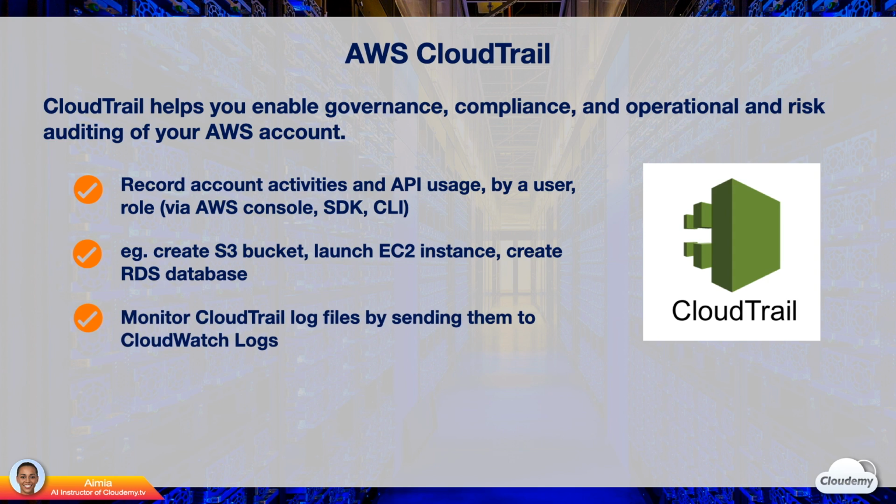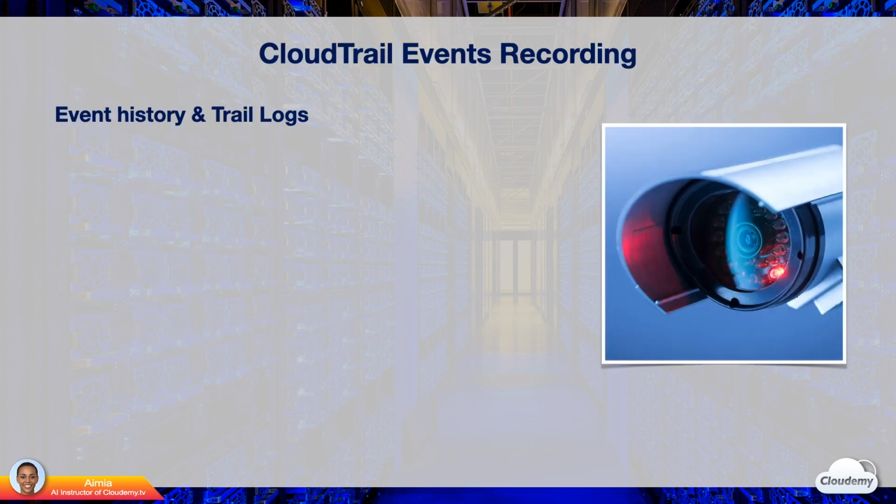CloudTrail can work with CloudWatch Logs. You can monitor CloudTrail log files by sending them to CloudWatch Logs. You can track account activities in CloudTrail event history, create trails for detailed analysis, and perform certain actions. For example, if an unauthorized user has created an EC2 instance, you can track the activity and send a notification to your admin team to remediate the incident.